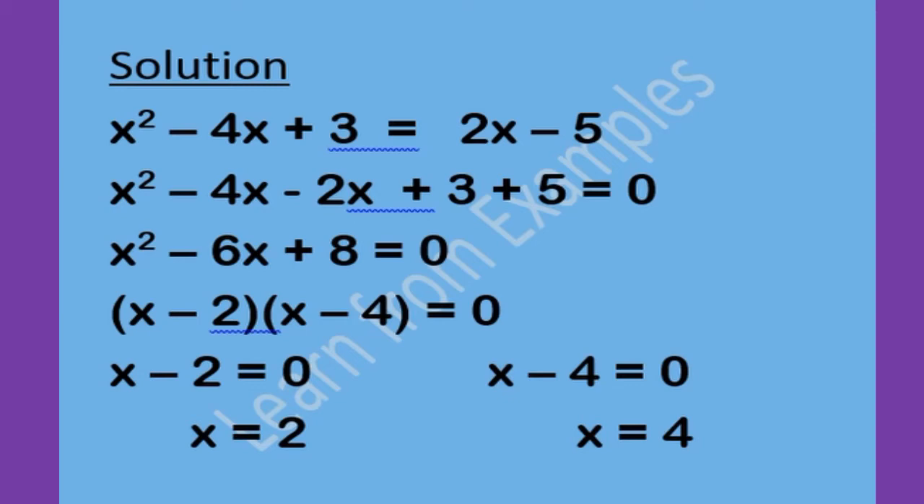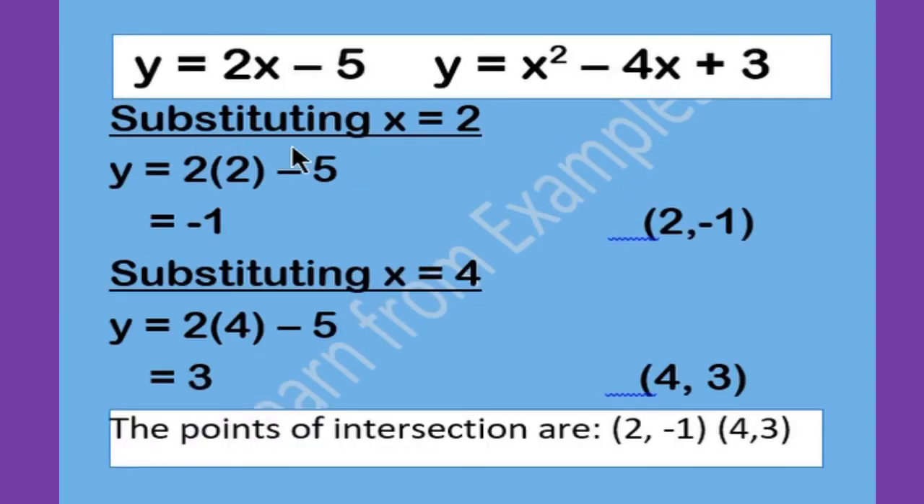The next thing that we will be doing, we'll look at how to find the y coordinate of the points of intersection. Previously we have found the x coordinates of the points of intersection, that is x is equal to 2 and x is equal to 4. So now to find the y coordinates, we'll have to substitute these x coordinates in the given equations. The given equations are y is equal to 2x minus 5 and y is equal to x squared minus 4x plus 3. We'll substitute the x coordinates in the linear equation because it's a bit easier to work with linear equations.